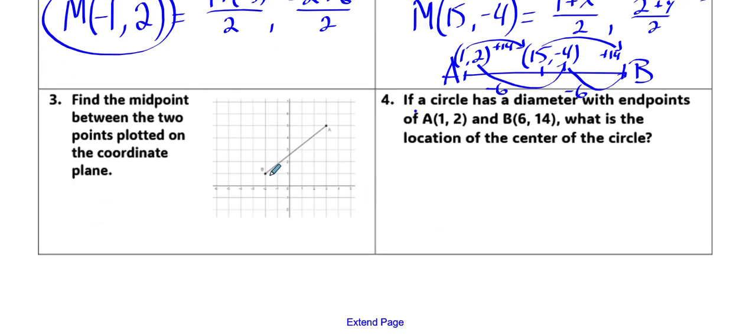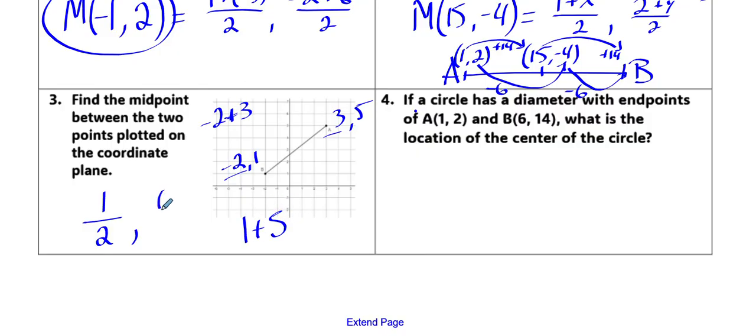All right. Number 3, we're finding the midpoint between these 2 points. That is tough to read. That's at -2, 1, and 3, 5. So we're going to add our 2 x values together. That would give us a +1 divided by 2. And add our 2 y values together. That would give us 6 divided by 2. So we can simplify that. 1/2 is our x coordinate, and 3 is going to be our y coordinate.